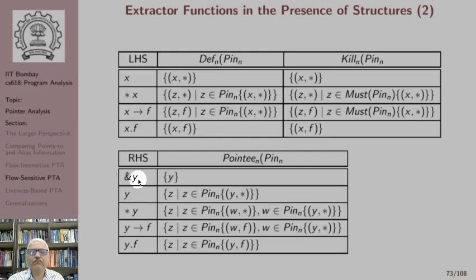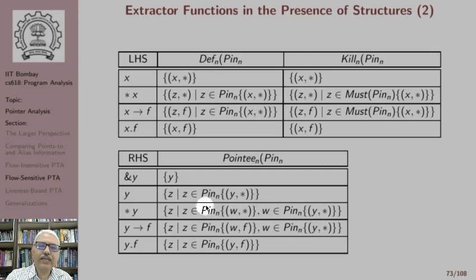So there is no question of a field coming in here. When we have &y, pointee is just y. When we have y, this is application of y to pte. So we say pointee is all z such that z points to y, dot star in pte in n. In star y, we take pte of w, where w is in pte of y.